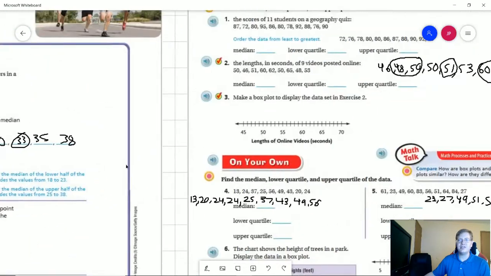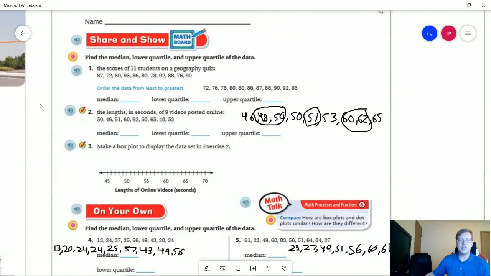So let's go ahead and take a look at our share and show questions. Again, this first one, it's already kind of done it for us.